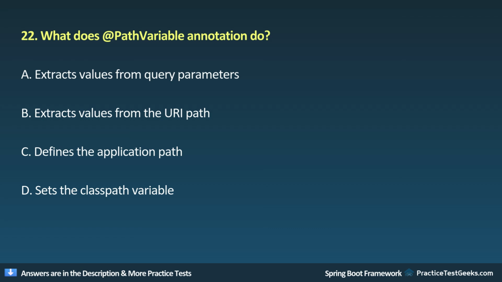22. What does the @PathVariable annotation do? A. Extracts values from query parameters. B. Extracts values from the URI path. C. Defines the application path. D. Sets the class path variable.